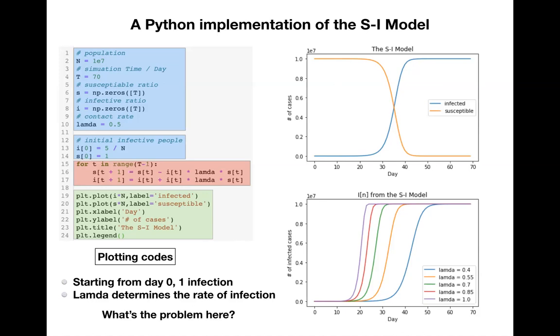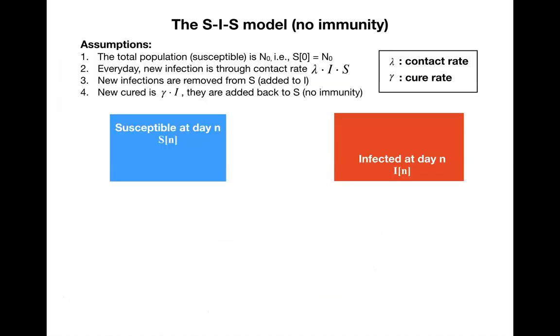So what is the problem here? The problem is that in this model, everyone gets infected and they keep getting infected, so nobody gets cured, right? So now we need to introduce another term: some people get cured every day. The first case is that if people get cured and don't become immune, that's called the SIS model. The assumption here is that on day n, the susceptible population is S(n).